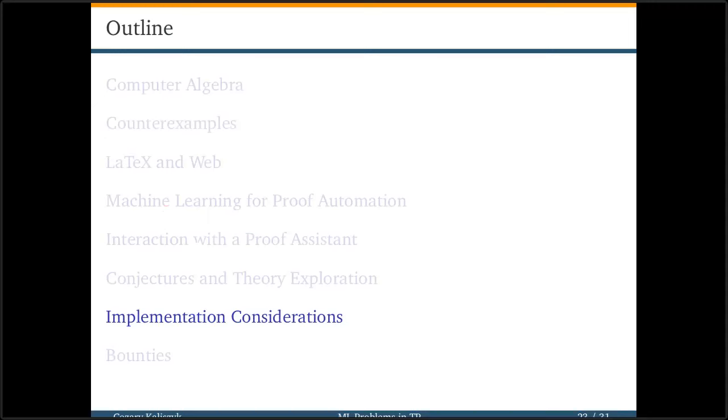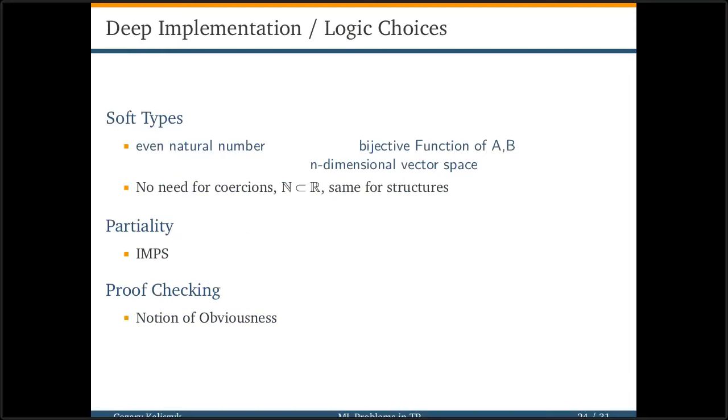I also want to say something about implementation considerations. One feature of systems that existed before would be soft types. This is a choice already in the logic, in the typing system, that objects are not typed with a unique type, but rather we can show that objects have particular types. But additionally, we later say, oh, it's an even natural number, and this is a valid type in the system. And everything that is an even natural number is a natural number. So that's these intersection types, meaning this is both even and is a natural number.